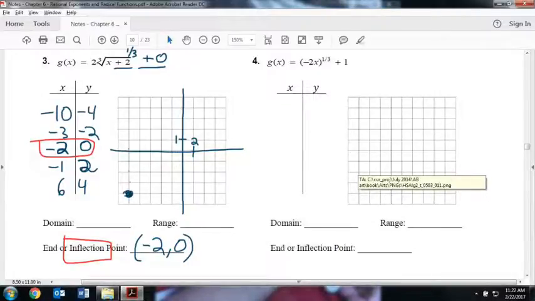Okay. -3, -2. That's 2, 4. So -3 is in the middle. -1, -2. -2, 0. Well, there you go. -1, +2. Well, that's in the middle there. +1, +2. And 6, 4. There we go. 2, 4, 6, 1, 2, 3, 4.